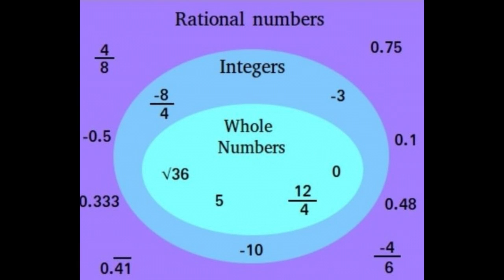Fourth, we have rational numbers. A number r is called a rational number if it can be written in the form p by q, where p and q are integers and q is not equal to 0. The collection of rational numbers is denoted by capital Q. Examples: 12, 5 by 6, 3 by 5, etc.